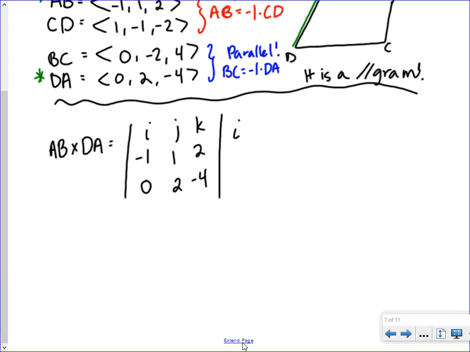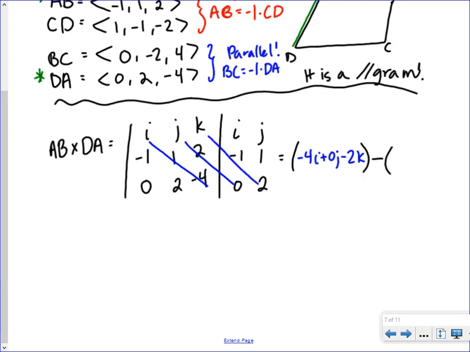So copy your columns. Always do the diagonals down first. -4i plus 0j minus 2k. Subtract the diagonals going up. 0k over here. 4i, 4j.